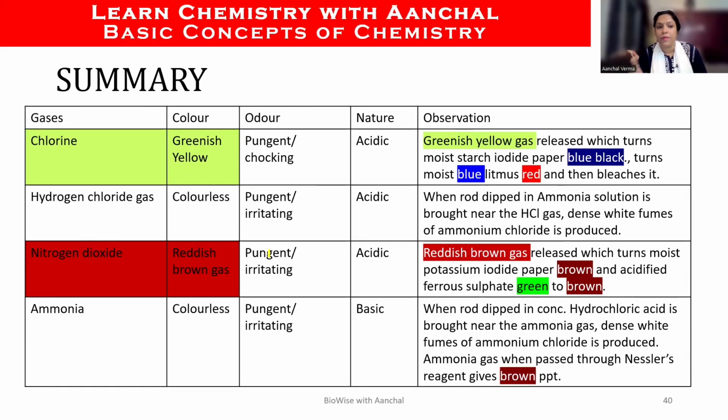Hydrogen chloride gas is a colorless gas with a pungent irritating odor, acidic. When a rod dipped in ammonia solution is brought near the HCl gas, dense white fumes of ammonium chloride are produced. Nitrogen dioxide is a reddish-brown gas with a pungent, irritating odor. It is acidic, reddish-brown gas released which turns moist potassium iodide paper brown and acidified ferrous sulfate green to brown. This gives you the test.